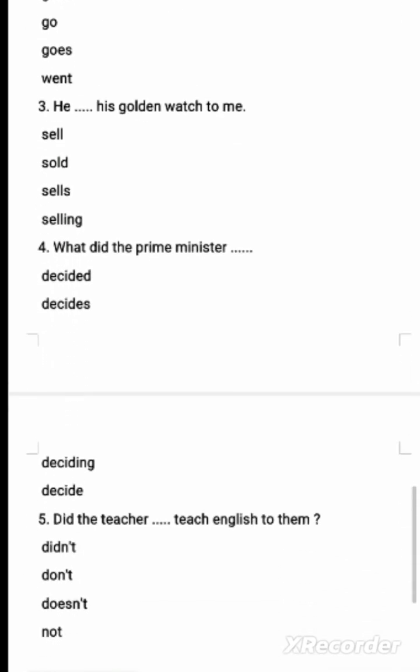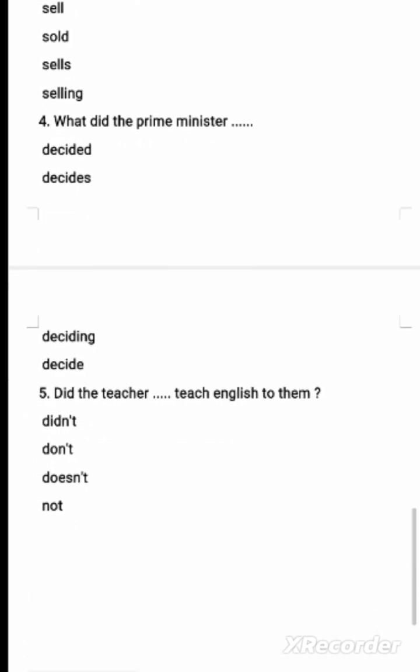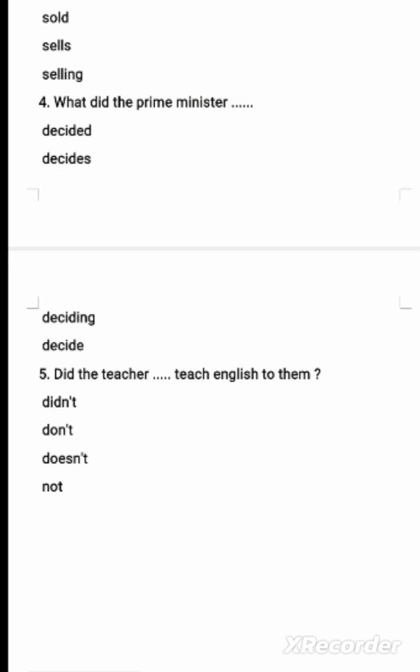She blank a letter to me. What will be the correct answer? You have to write it here. Electricity blank out. He blank his golden watch to me. You can see the options. What did the prime minister blank? Did the teacher blank teach English to them? Here you can see the 4 options in every question.